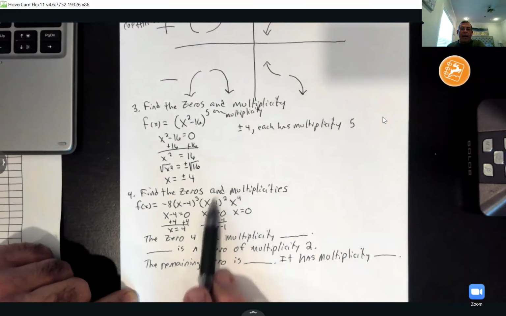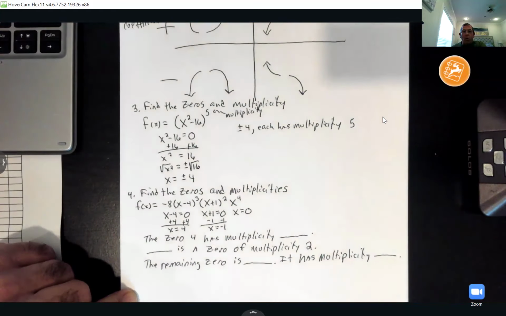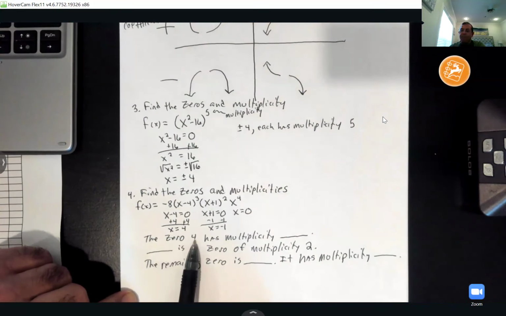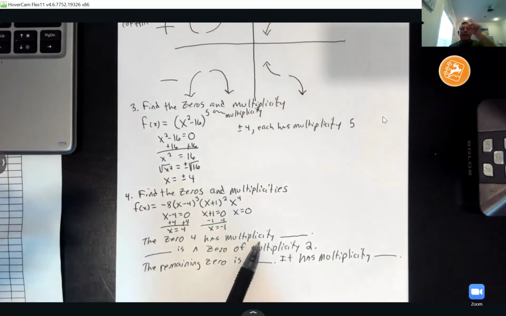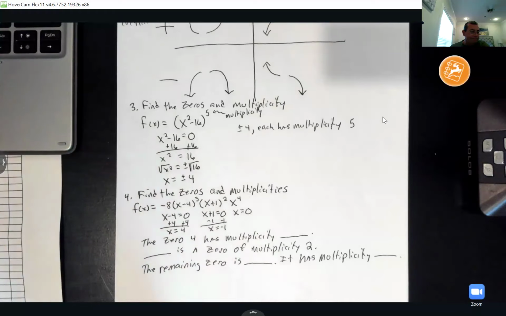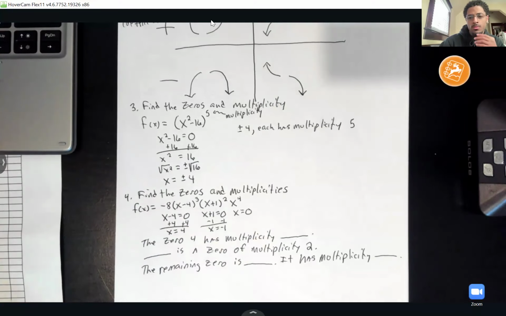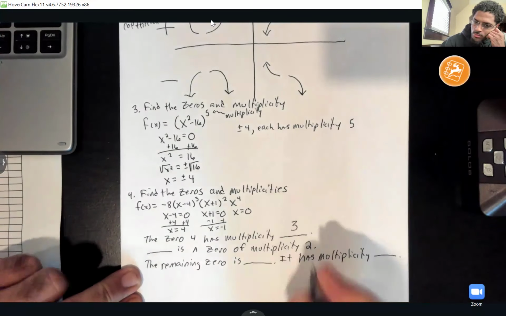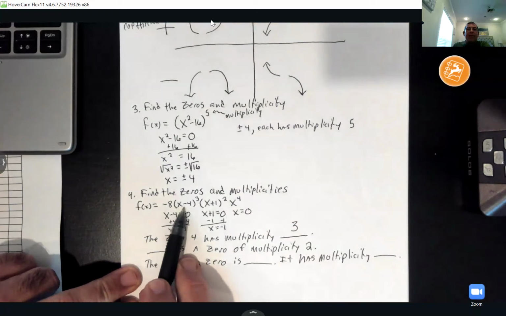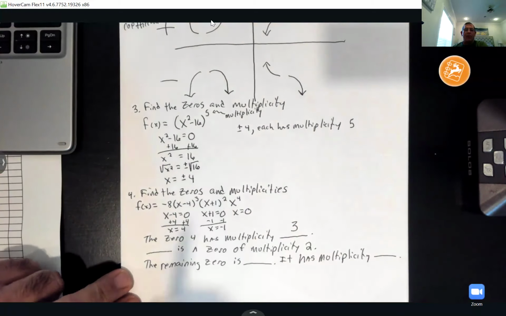So we use what we got here to fill in the blanks. The first question would be, the 4 has a multiplicity of what? Is it 3? 3, perfect. Because that 4 came from that factor x minus 3, which had the exponent 3.